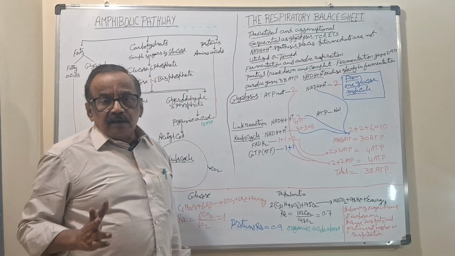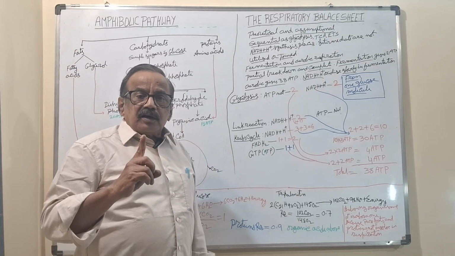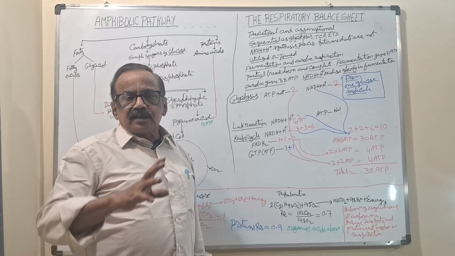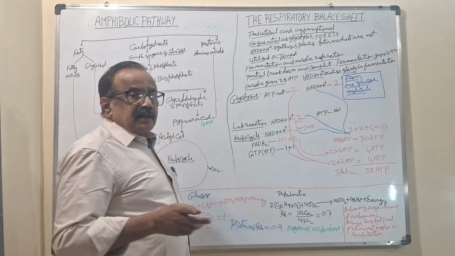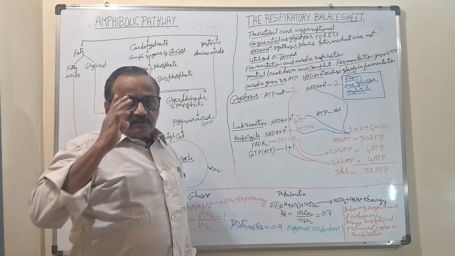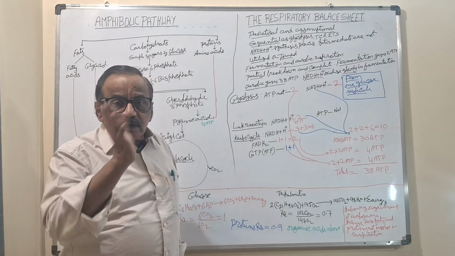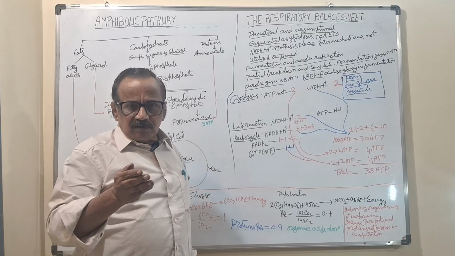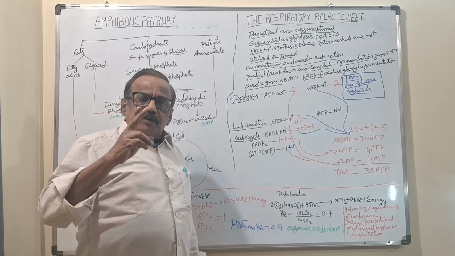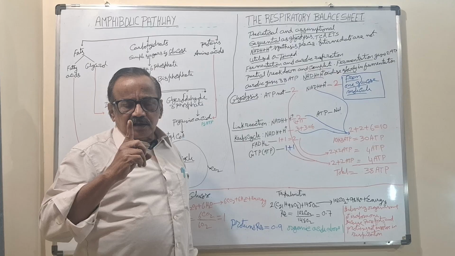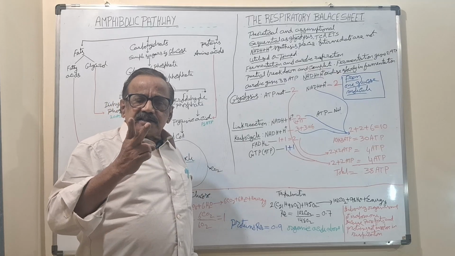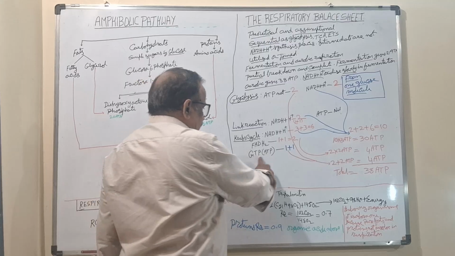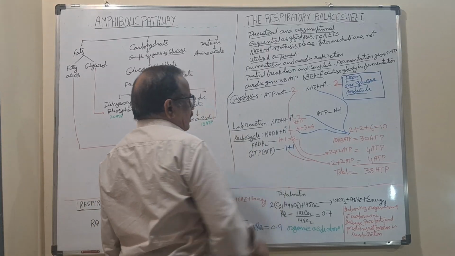Now we will count the one molecule of GTP, which will be immediately converted into ATP, in the Krebs cycle. That is when succinyl coenzyme A is converted into succinic acid. At that time, one GTP will be formed. That is, GTP equals ATP. So from one glucose, 2 pyruvic acids will come, so 2 ATPs are generated in the Krebs cycle.